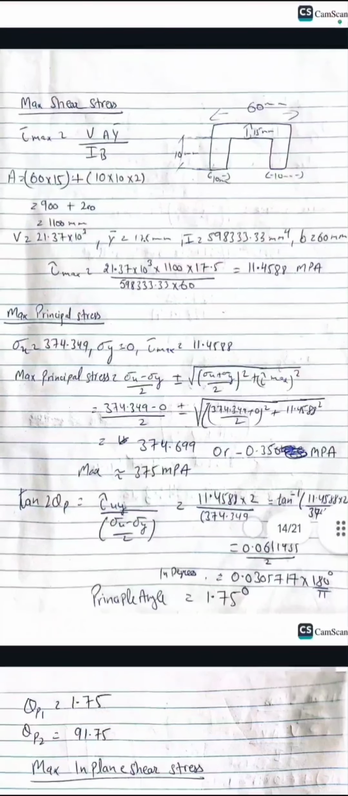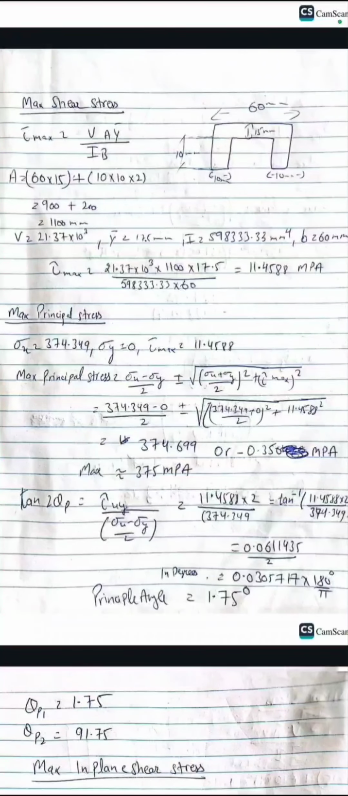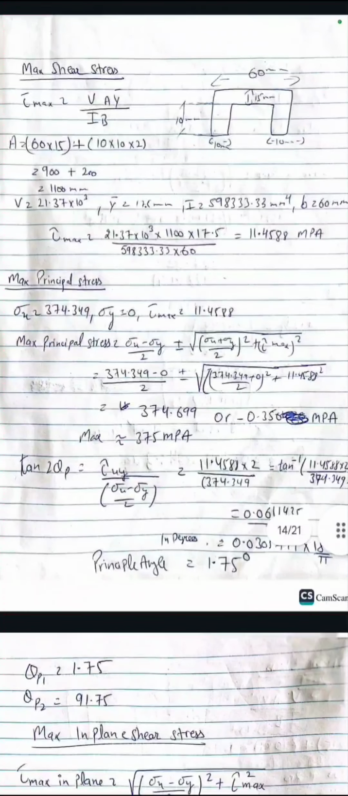And continuing, we find our maximum shear stress. We use the formula tau is equal to V times area times Y bar divided by I times B. We first calculate our area, which comes out to be 1100. So this is all above the neutral axis, so we consider only half of the structure, and we plug in our values, and the max shear stress that comes out is 11.4588 MPa.